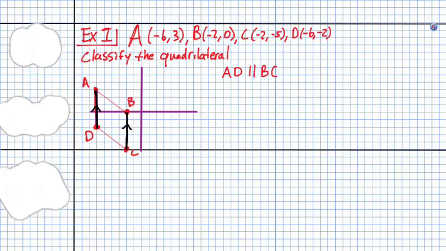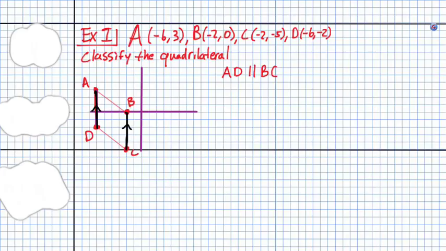These other two look like they are probably parallel, but we need to actually analyze them to be able to determine that. So right off the bat, I know that at least this is going to be either a trapezoid or a parallelogram. All right, so now let's analyze AB and DC.